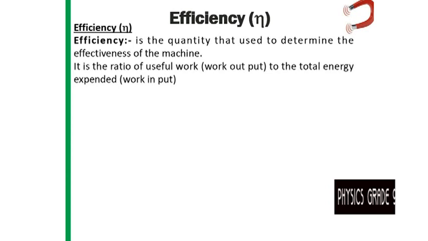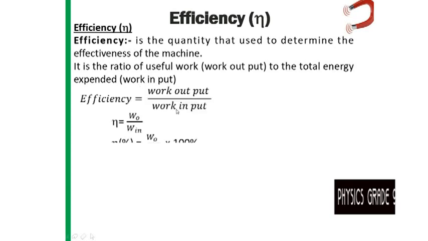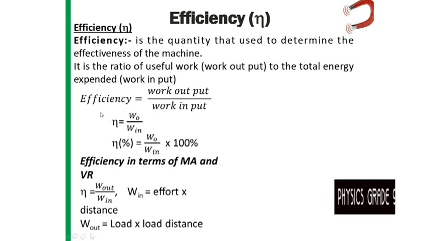Efficiency is the ratio of useful work, in other words, the work output, to the total energy expended, in other words, the amount of work that's inputted into the machine. Now we can write efficiency in this way. We can say efficiency is equal to the work output divided by the work input.